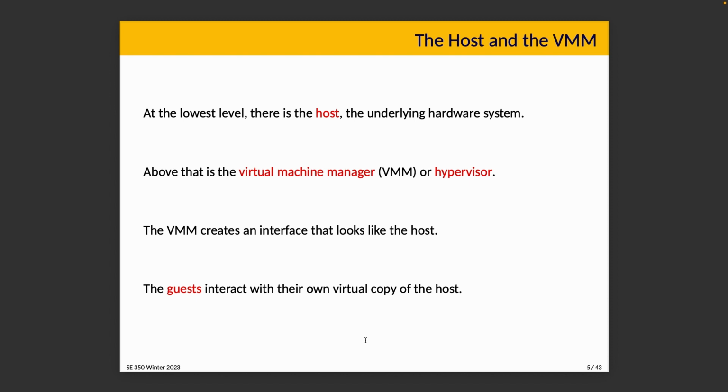So at the lowest level, when we talk about the virtual machine setup, we have the host. And the host is the underlying hardware system. The virtual machine has to run somewhere, and so it does so on the hardware, and we call that hardware the host. Above that, we have a virtual machine manager or a hypervisor. And this is the typical thing that we do. I guess it's important at this point to say we don't have to organize it this way, but we have a virtual machine manager, which is sometimes called the hypervisor. It's like the supervisor, but one better. And it creates an interface that looks like a host, and guest operating systems interact with their own virtual copy of the host.